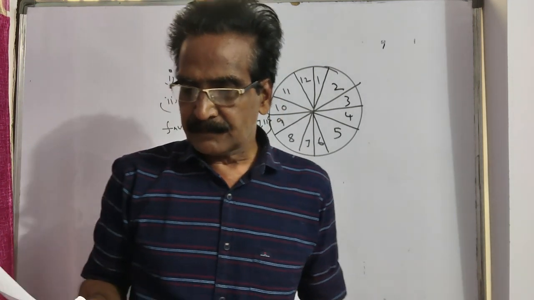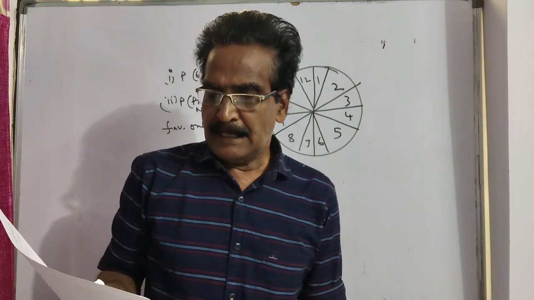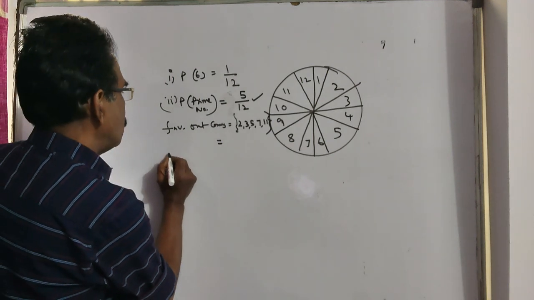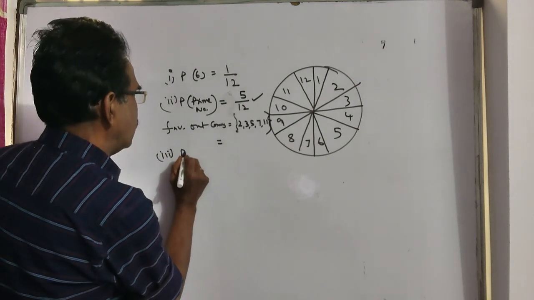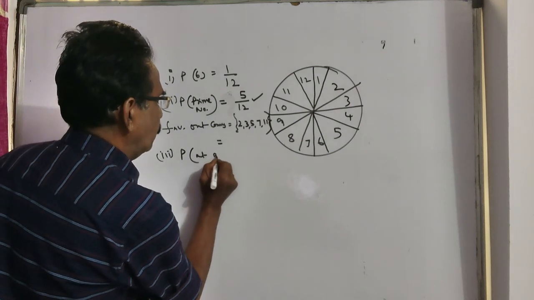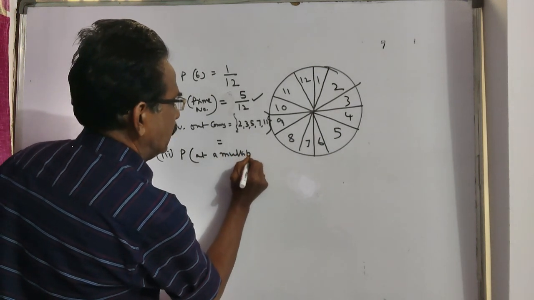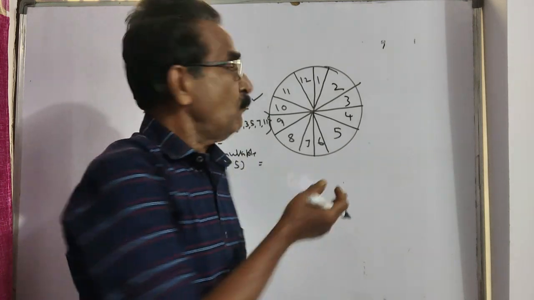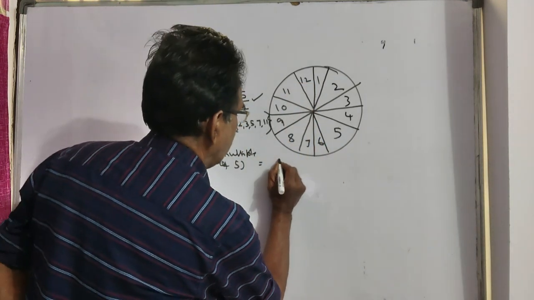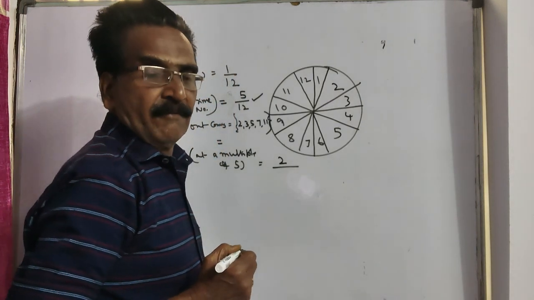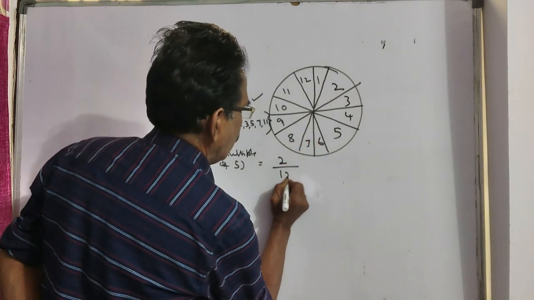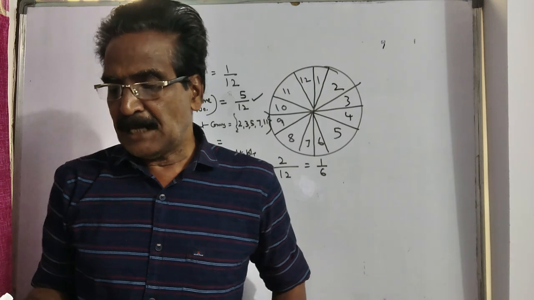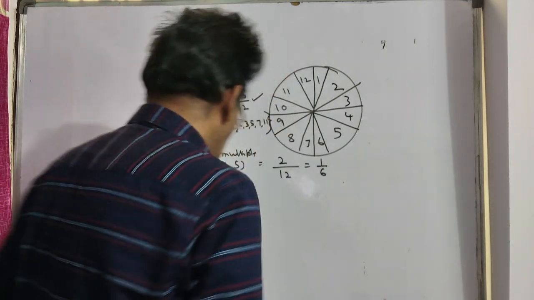And third question, a number which is a multiple of 5. Probability of resting at a multiple of 5. Friends, how many multiples of 5 are there? 5, 10. There are two favorable outcomes, 5 and 10. By total number 12, 2 by 12, that is 1 by 6 is the required probability. This type of question is similar to our question answer.